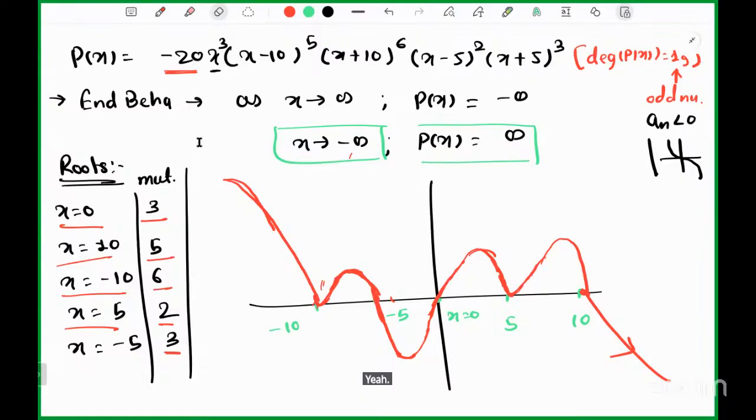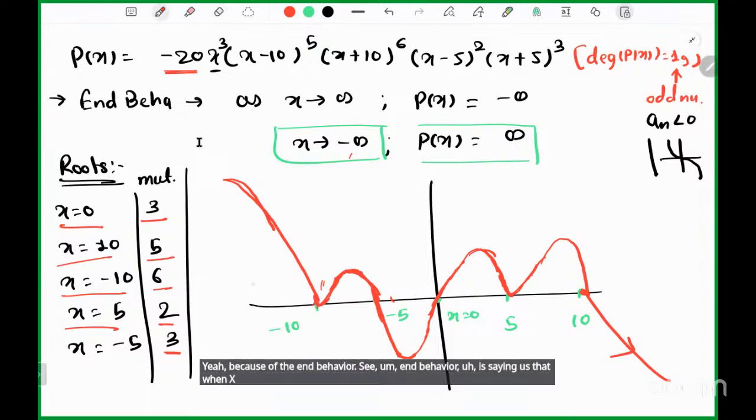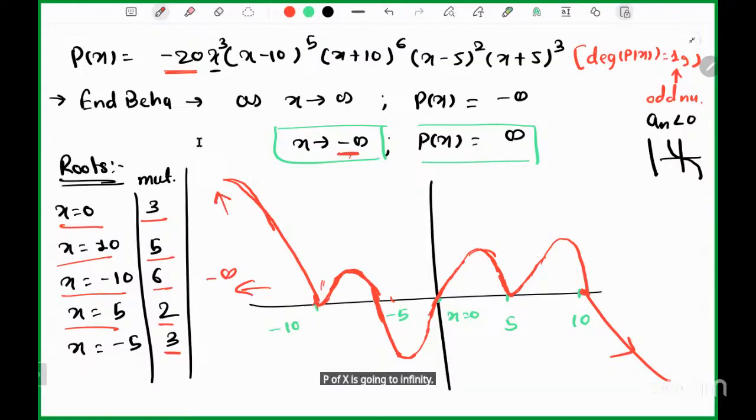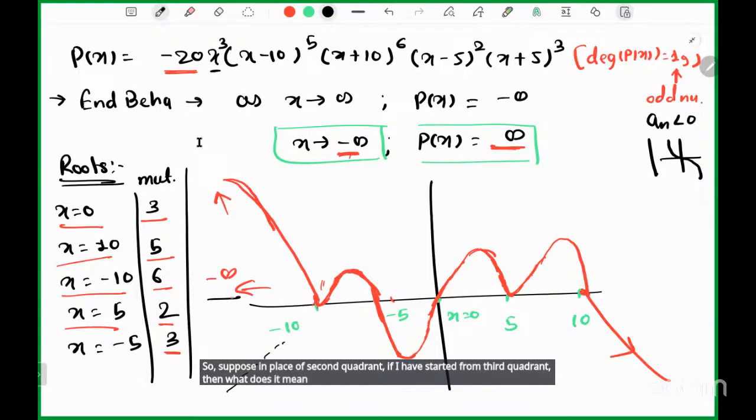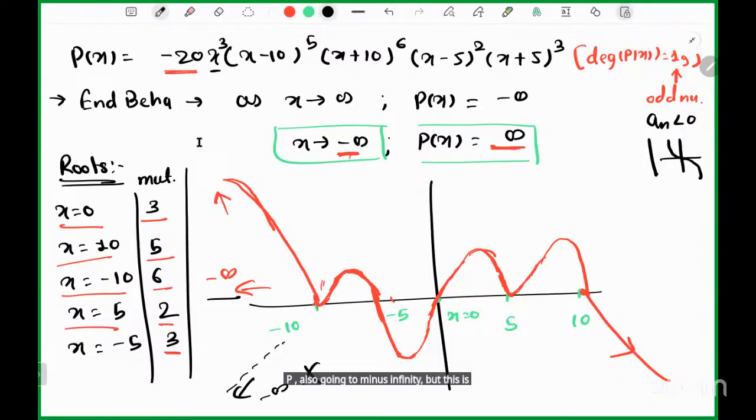Yeah, because of the end behavior. See, end behavior is telling us that when x is going to infinity and when x is going to minus infinity, p of x is going to infinity, right? This is the end behavior we have. So suppose in place of the second quadrant, I had started from the third quadrant, then what does it mean? It means that as x goes to infinity, p of x is also going to minus infinity. But this is not the case we have. We have x going to minus infinity, p of x is also going to infinity. That's why I have started with the second quadrant. Okay, is that clear? Yes. Yeah, just because of the end behavior.